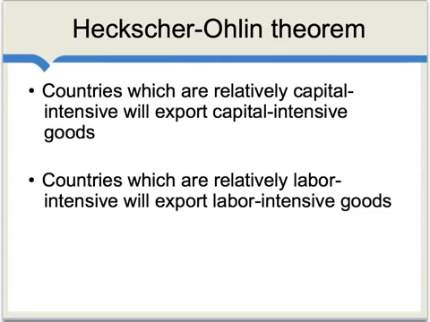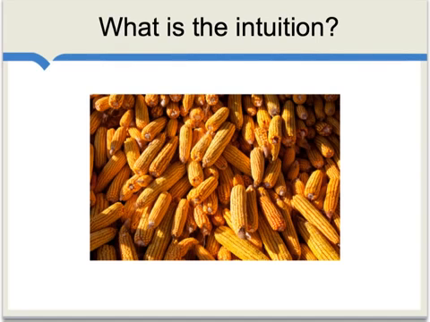The simplest way to put the theorem is that countries which are relatively capital intensive will export capital intensive goods. Similarly, countries which are relatively labor intensive will export labor intensive goods. The intuition here really is pretty simple, and it's that factor endowments should matter. So imagine you had a country which quite easily grew lots of corn. What might you expect that country to export? Well, possibly corn.